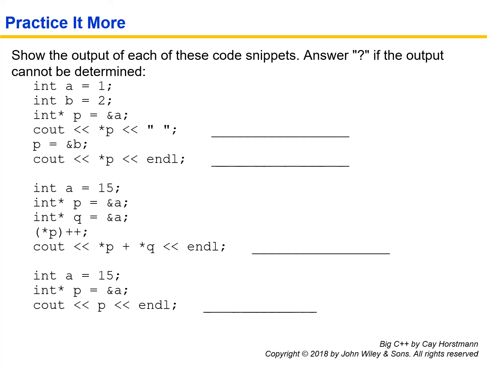All right, the first blank is cout *p. P points to A, which is 1, so the first blank should hold 1. The second blank is cout *p, but P has now been pointed to B, so the second blank should hold 2.